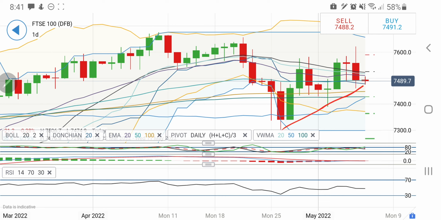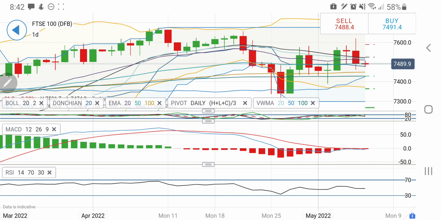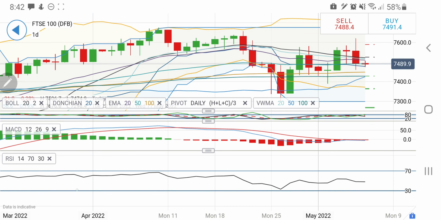At the same time, yes, there is a support here at 7460, 7440 zone. So if you see it trading below 7440, there you can go short. Then you can expect it to drop towards 7400, 7380, and below that we may see it dropping sharply. Daily charts, stochastic looking downwards. MACD is still trading in sell, and RSI is comfortable there.